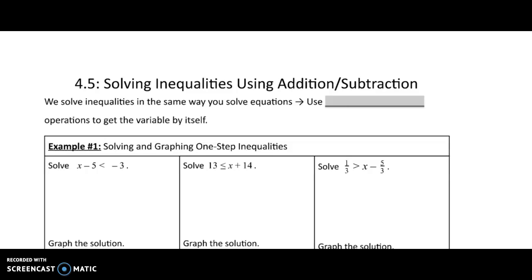So we are starting 4.5, solving inequalities using addition and subtraction. We solve inequalities in the same way that we solved equations. So earlier in this chapter, we used inverse operations to get the variable by itself. So our blank is inverse.